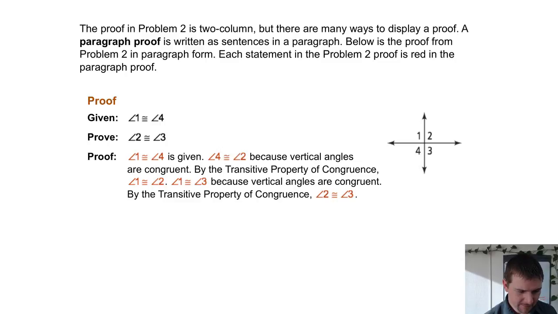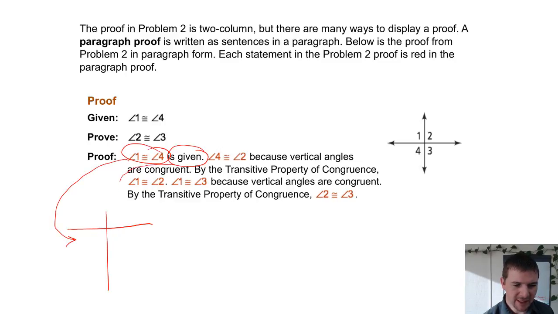Each statement in the problem 2 proof is read in the paragraph proof. So you can see, I use the laser pointer tool. Statement, angle 1 is congruent to angle 4. That was given to us. So in the two-column proof, it was set up in this style where our statement went on the left and the reason or the justification for it went on the right. You can see in a paragraph proof, the statement flows directly into the justification or the reason as a sentence. And for the most part, it works in that order. You can see angle 1 is congruent to angle 4 is given, statement, reason.